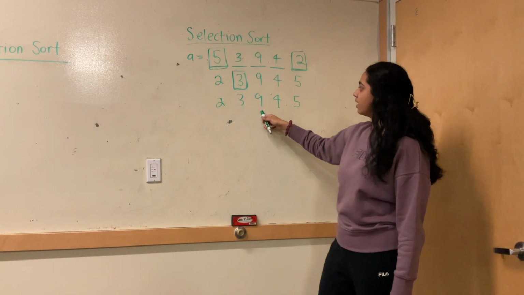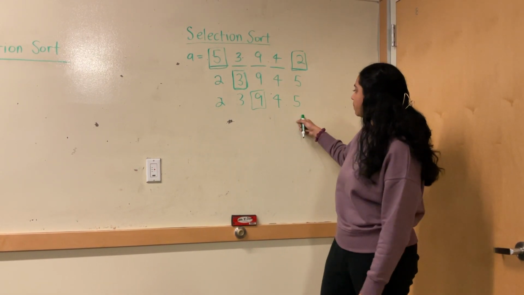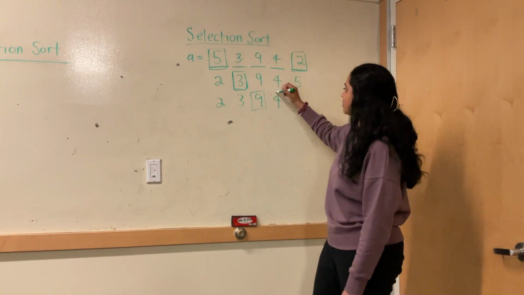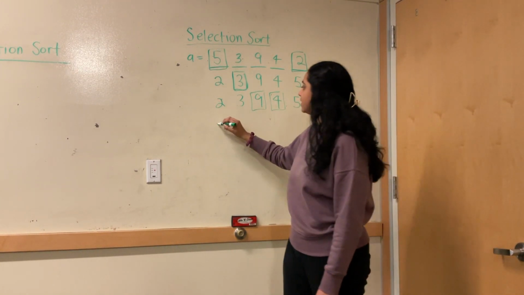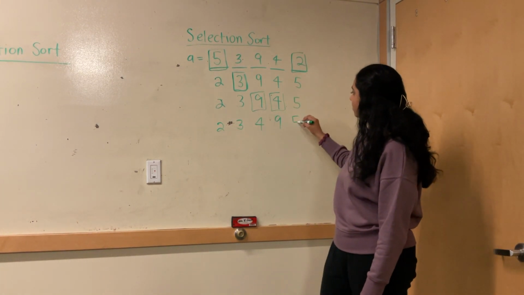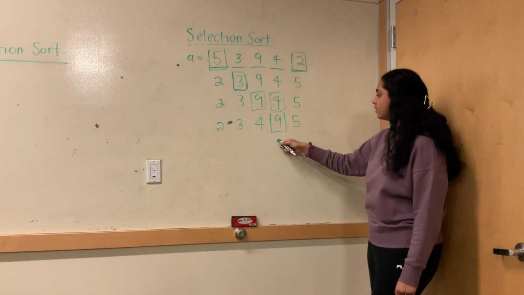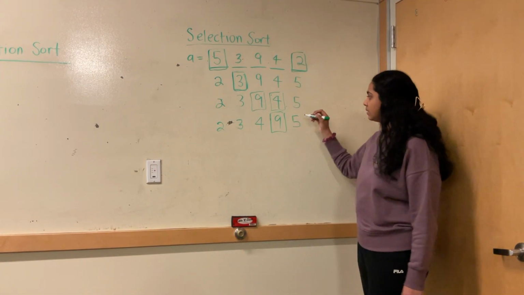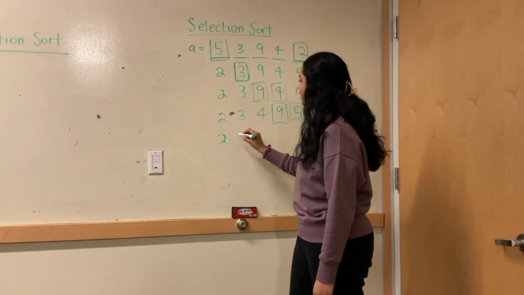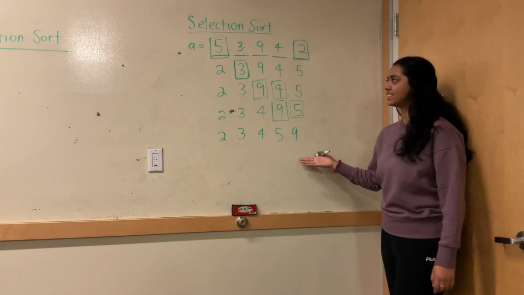Now, our next comparison point would be 9, and we're looking to swap with the smallest value. So in the rest of the array, our smallest value is 4. So the next iteration is 2, 3, 4, 9, 5. And our next comparison point is 9, and among these two, the smallest value is 5. So our last iteration would be 2, 3, 4, 5, 9. And there's our sorted array.